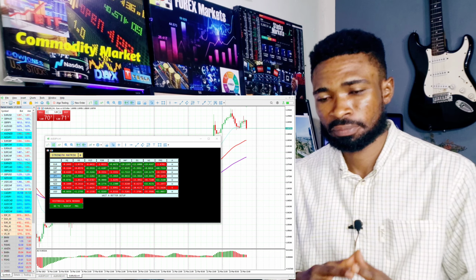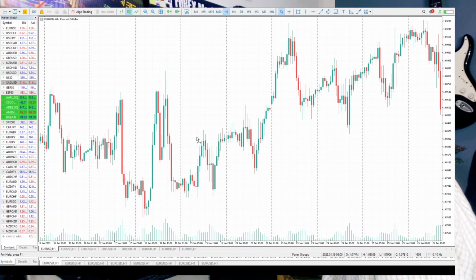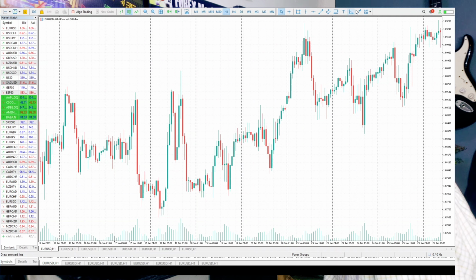Let's see another example here. Another example you can see is this side. As you can see, at this particular moment, the market was trending beautifully. Can you see? The market was trending beautifully, and the market was making higher highs and higher lows.